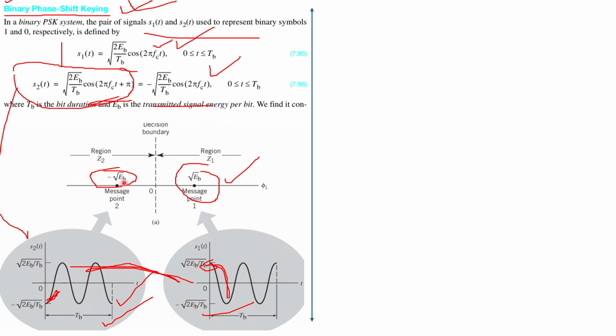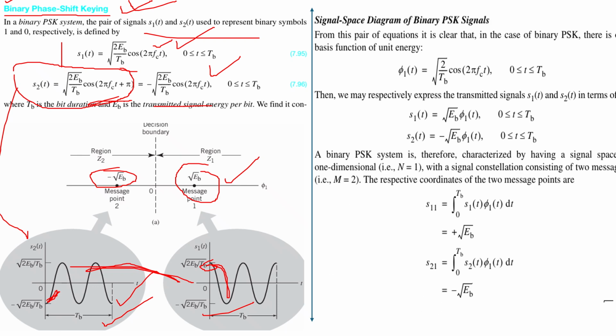And here is the signal constellation graph, right? In the graph you can show the phase difference of pi. So this angle here, how much is it? The angle we are showing is pi, right? So this is the pi angle. Okay, so this is the signal space diagram for binary PSK. From this pair of equations, it is clear that in the case of binary PSK there is no function of unit energy. So in order to solve it quickly you can rewrite s1(t) as square root of Eb times phi 1(t), right?